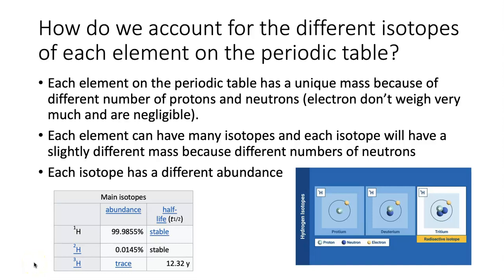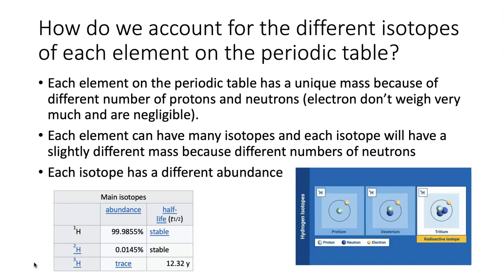Alright, hi guys. So here's a lesson, a reminder about isotopes and average atomic mass. So how do we account for the different isotopes of each element on the periodic table? What we figured out is that we have a mass for individual atoms, but we have different isotopes. So for each element on the periodic table, it has a unique mass because they have a different number of protons and neutrons.